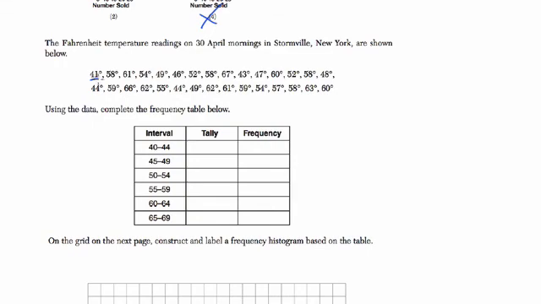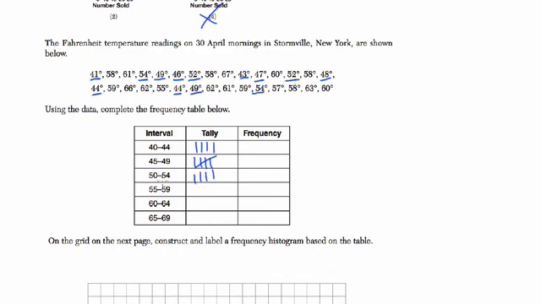So let's count those. 1, 2, 3, 4. Okay, I get 4. Next, 45 through 49. So let's find those. 1, 2, 3, 4, 5. 50 through 54. 1, 2, 3, 4.